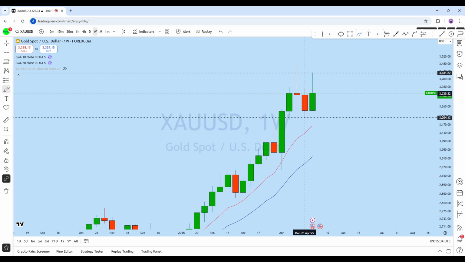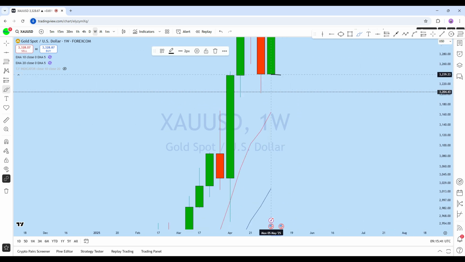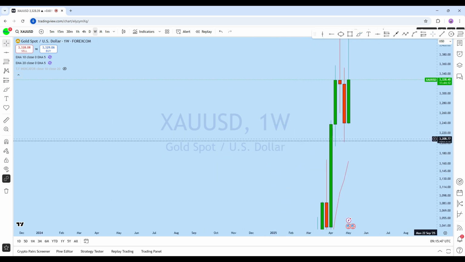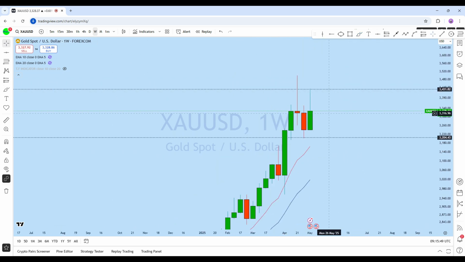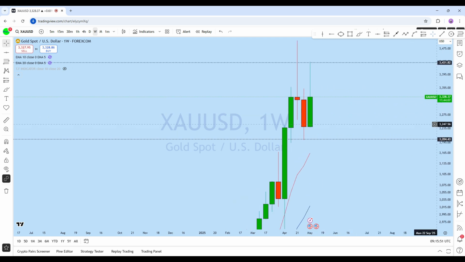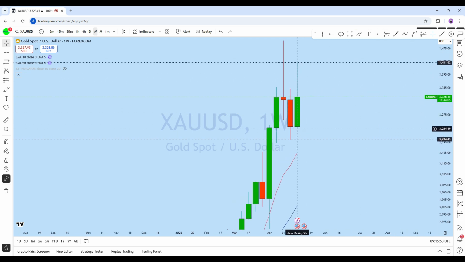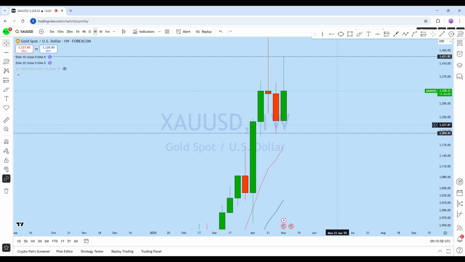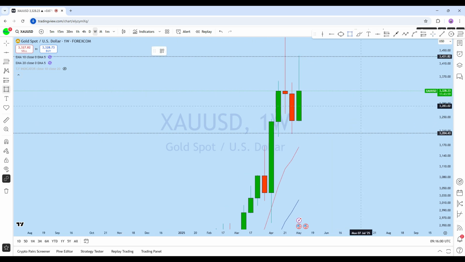forming now after the previous weekly rejection from this level, we can see this week once the market opened, if we closely look at the weekly low here, there is no wick at the bottom. That means that there is no significant pullback in this market. Now this weekly price action here, we can see there is a very sharp breakout, and now it is on a weekly pullback. We are almost at the end of the week.